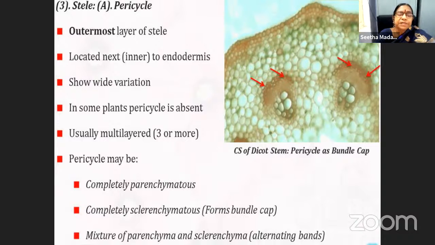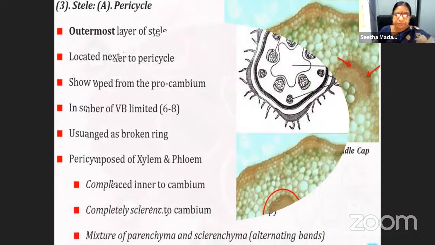Usually it is multi-layered. Multi means many layers are there. It is made up of 3 or more layers, and pericycle may be completely parenchymatous. Sometimes it may be sclerenchymatous, forming the bundle cap, and sometimes a mixture of parenchyma and sclerenchyma, or alternating bands are seen. That means one layer parenchyma, one layer sclerenchyma, that is alternating bands.